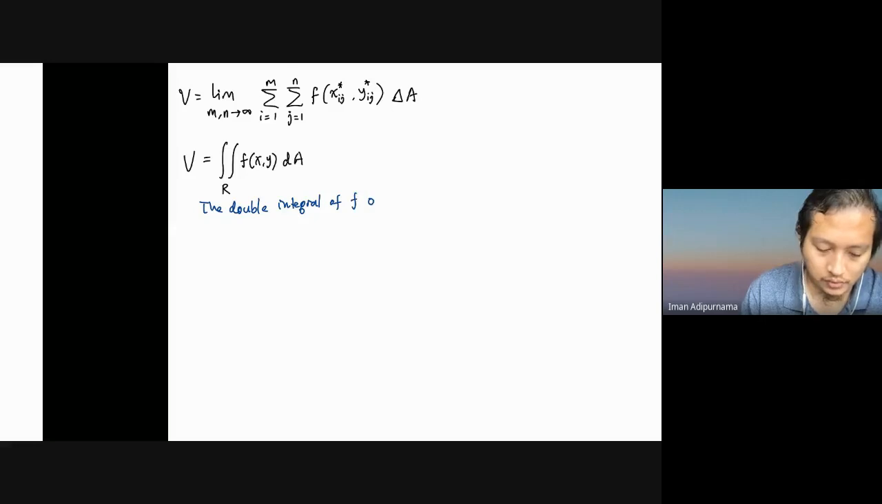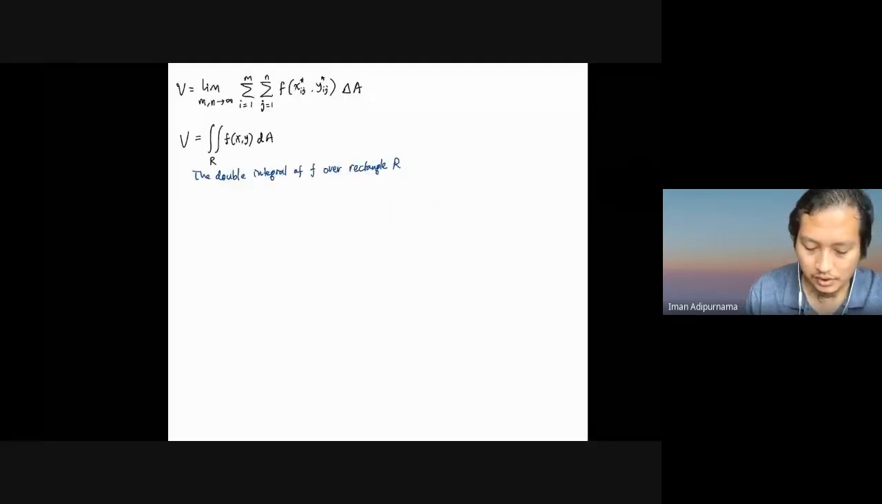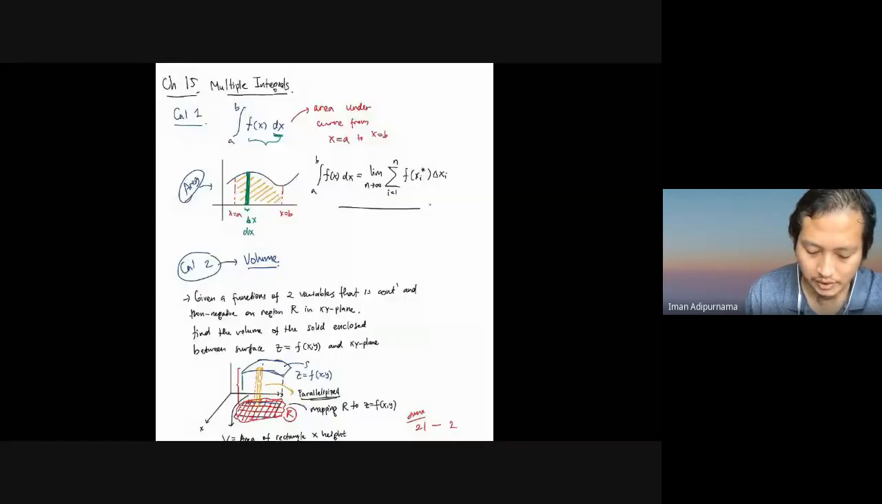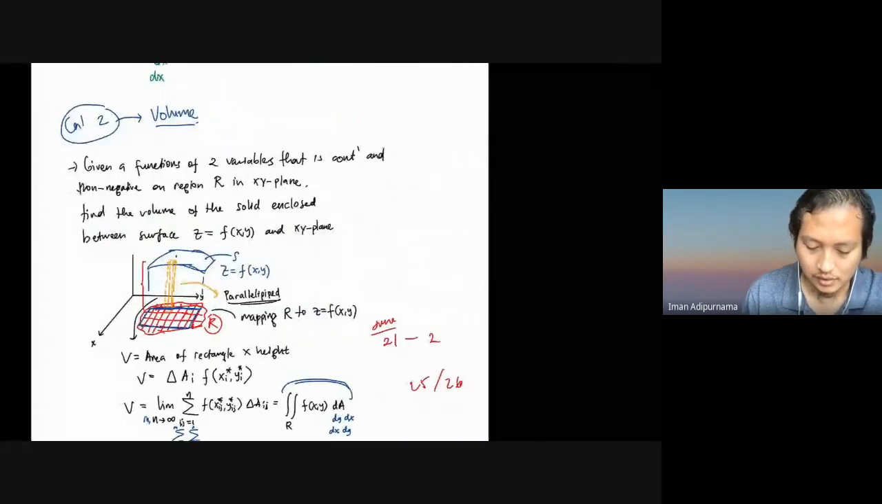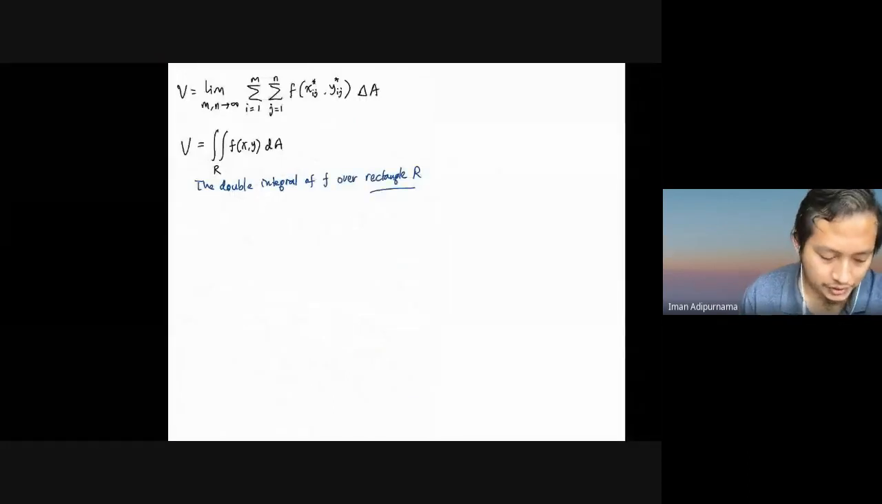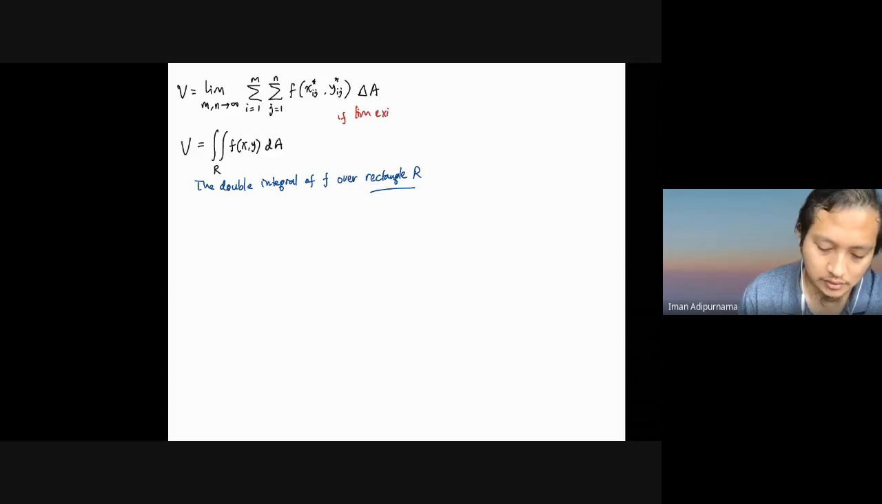of f over rectangle R. Okay, you need to distinguish this meaning from what I defined here as a region. The R in this case is our projection here. Basically that is the definition, provided the limit exists.